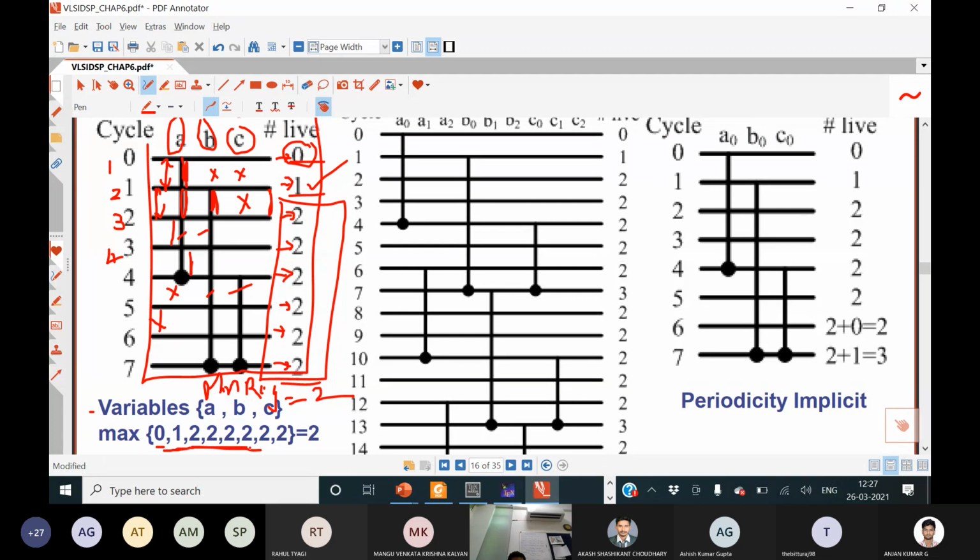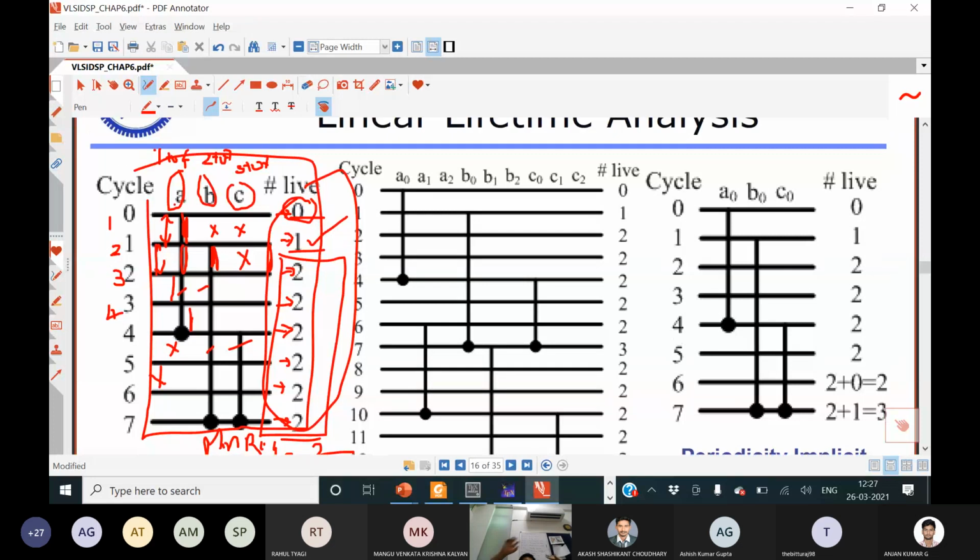So 0, 1, 2, 2, 2. This is nothing but this value, whatever is being written. So this value is being replicated over here: 0, 1, 2, 2, 2, out of which the maximum number is 2. So that means for this particular example, I require a minimum number of registers, which is 2.